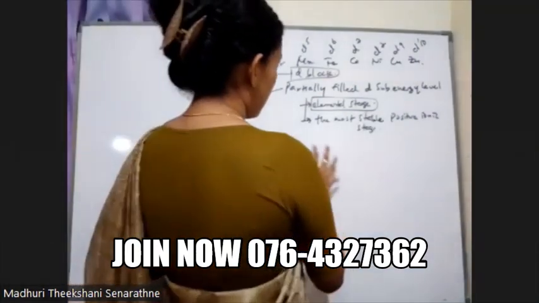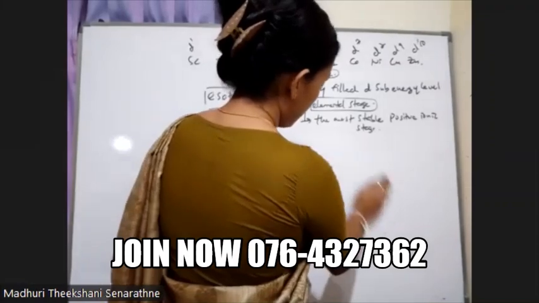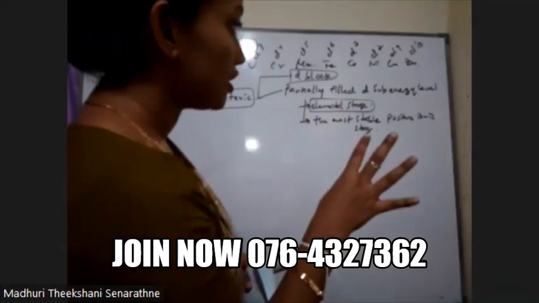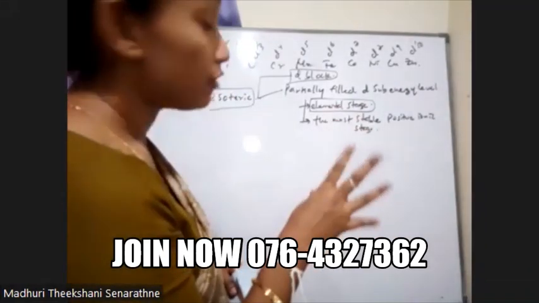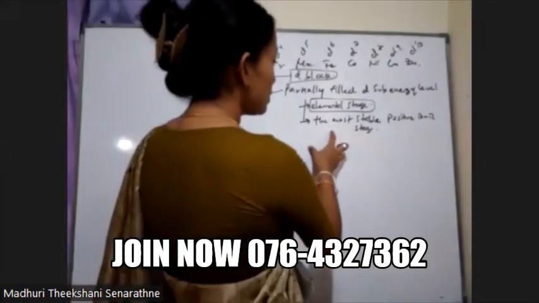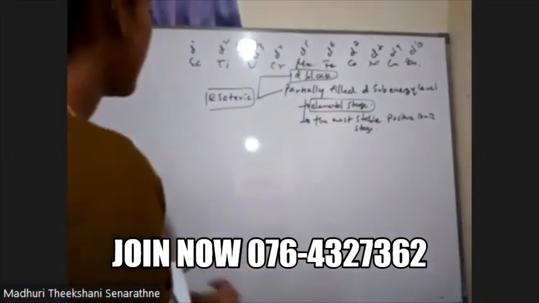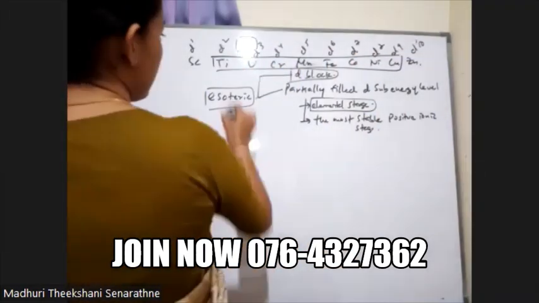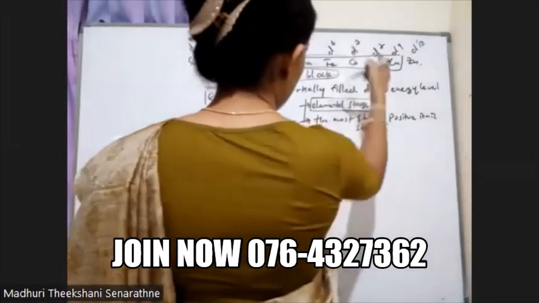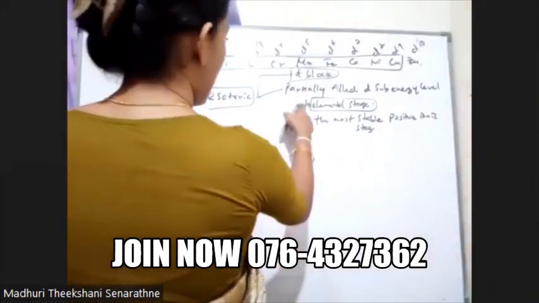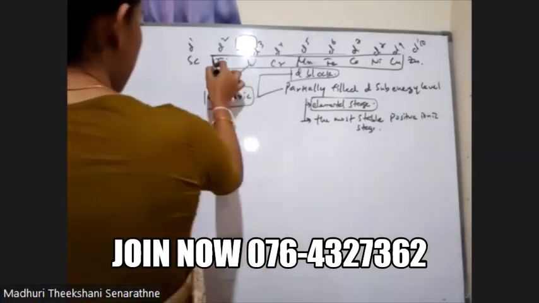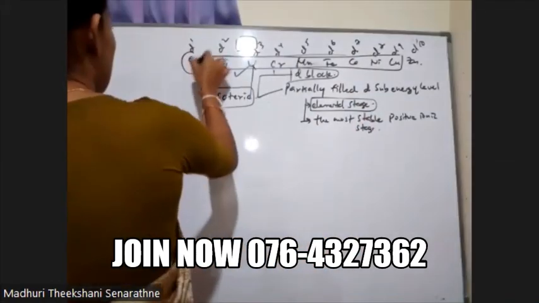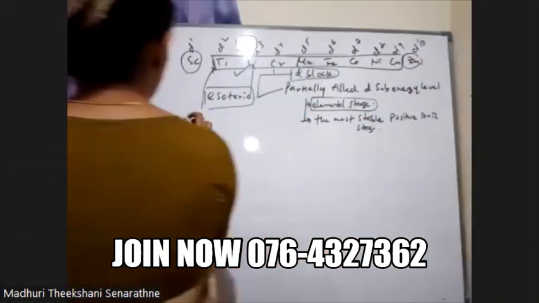Then we can search, are there any partially filled D sub-energy levels in the most stable positive ionic stage? These elements all fulfill this condition. Therefore, no doubts. You can write the electronic configuration of the elements, and we have to compare scandium and zinc.